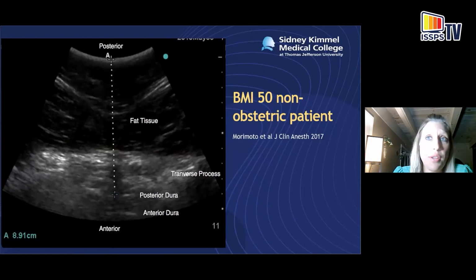So that's something to note, and it can help you choose what length needle you might need in the obese patient, as opposed to struggling with a shorter needle and ultimately moving up to a longer needle. But you could still see quite a few of the structures, even in a patient with a BMI of 50.